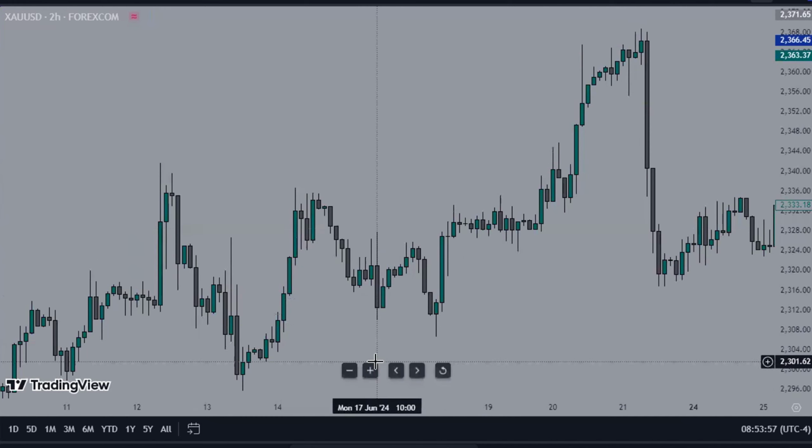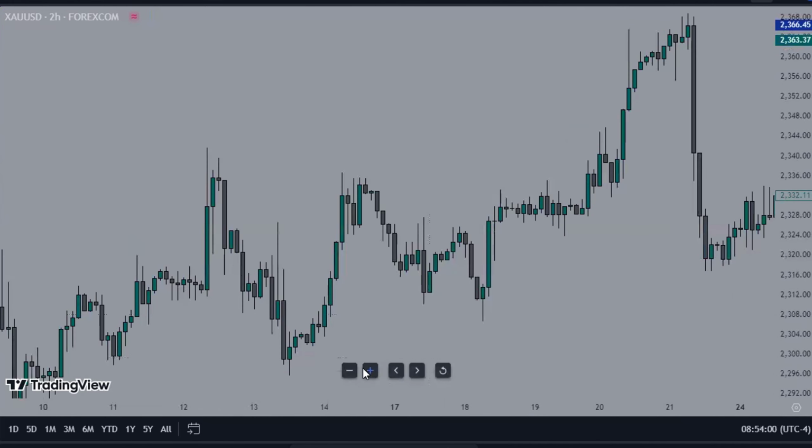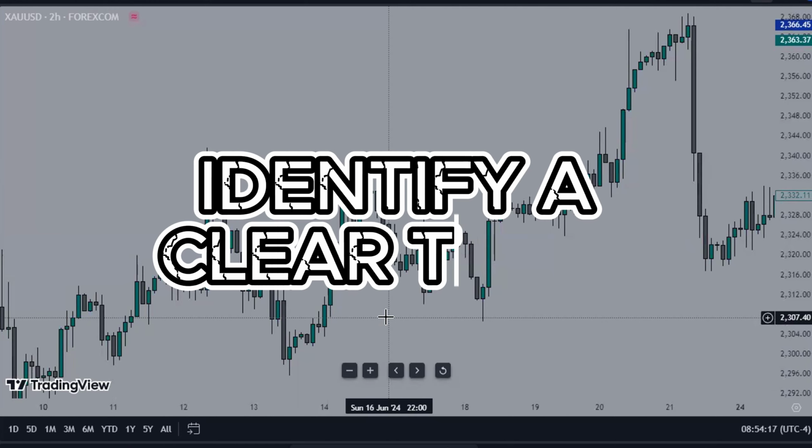All right, now let's identify a clear trend. The next step of this strategy is identifying a clear trend. This will all make sense towards the ending, because that is where I'll put everything together and you guys will understand the sense in it. So you just have to be patient and listen. All right, now we know what order flow is, for those who did not know. Now we have to identify a clear trend.